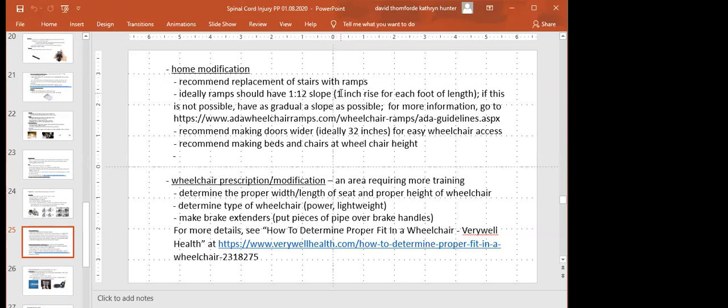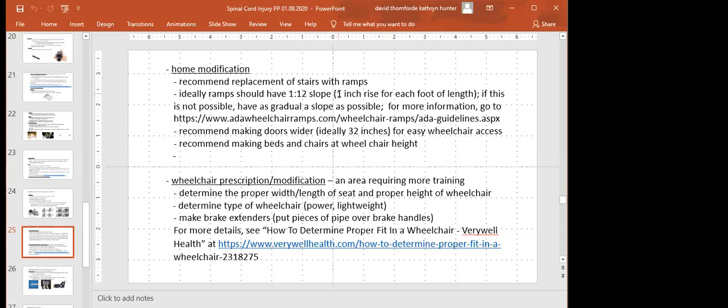As you probably imagine, that is a really long ramp. That would mean if you had a 3-foot set of stairs to enter the house, you need 36 feet of ramp. Or if you had a 1 meter rise, that would be a 12-meter ramp. I'll be honest with you, that's the ideal.